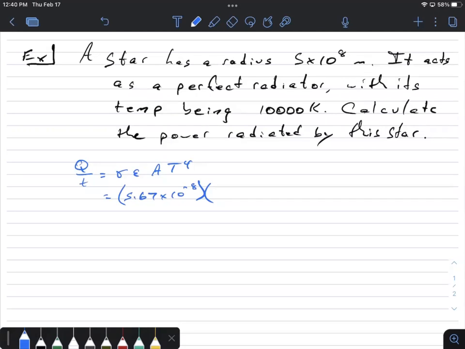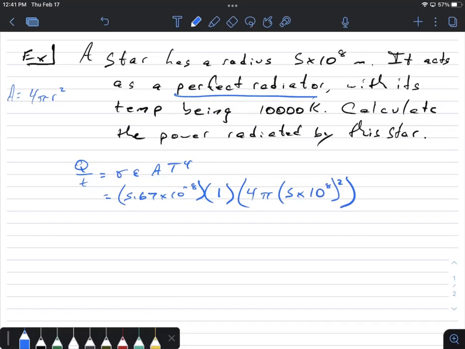Epsilon. Epsilon is how good does this thing radiate? Well, I'm told in the problem it's a perfect radiator, and when I see that, what I'm told is epsilon is equal to 1. That's what it means. What about the surface area? Well, the surface area of a sphere, and a star is a sphere, of course, is 4 pi r squared. So I have 4 times pi times the radius of this star, which I'm told is 5 times 10 to the 8th meters, squared.